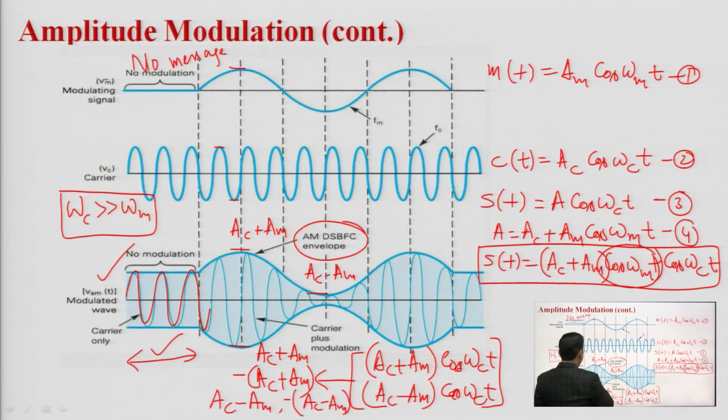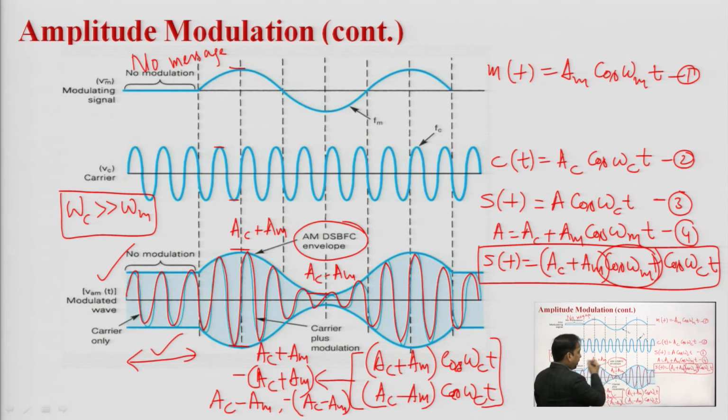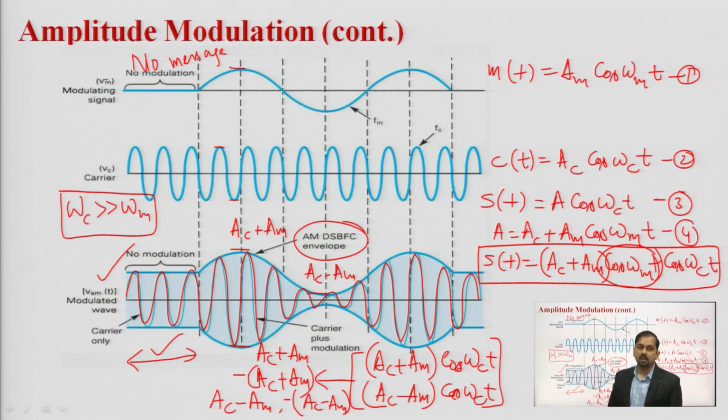So, basically we have this kind of waveform for amplitude modulation, where there are two envelopes: this is the upper envelope, this is the lower envelope. This AM signal contains the carrier as well as the message signal. This is the waveform, the time domain representation of the AM signal.